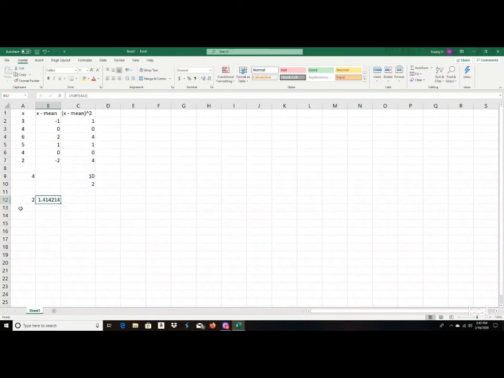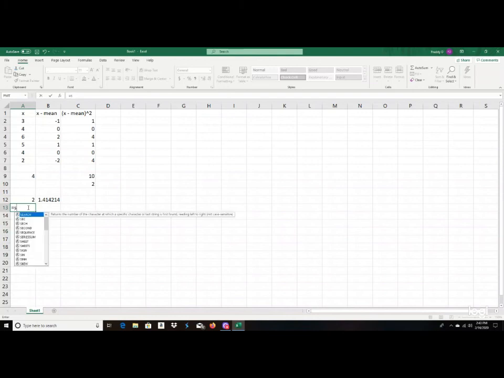Now, let's say you wanted to bypass the variance and just go straight to standard deviation. Here's what you're going to type in. Again, equal sign. And for standard deviation, you're going to type in STDEV. And you see it gives you your different choices here, again, the population and the sample. So if you type it in just like this, you're going to automatically get the sample.